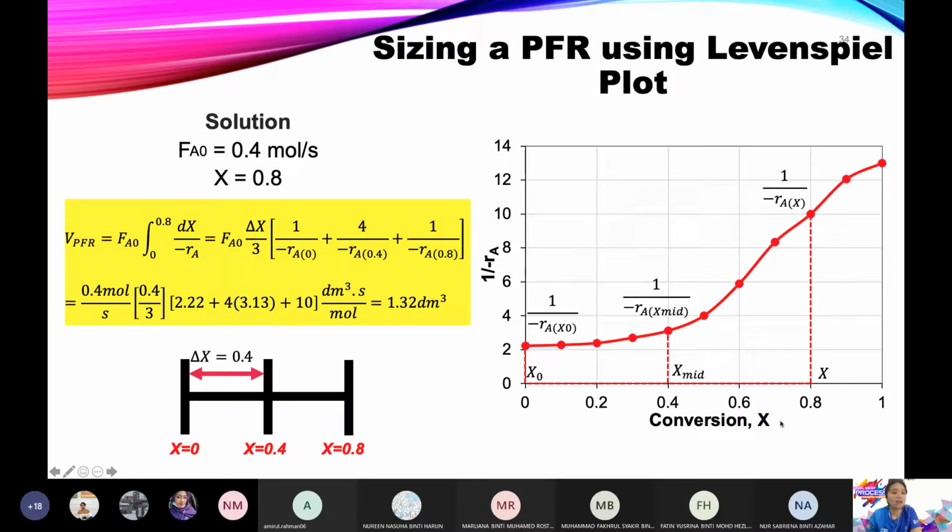Plus, last one, when my X is 0.8, my 1 per minus RA, this one is 10. So become plus 10. Terus tambah 10 sebab dia adalah 1 per minus RA when my X is 0.8. So when you solve this, you will definitely get the same final answer. Is still 1.32 dm3. So kamu kena faham. Table ke, plot ke, as long as you are using the same information, you will get the same final answer. Okay? Alright, so that's all for right now.